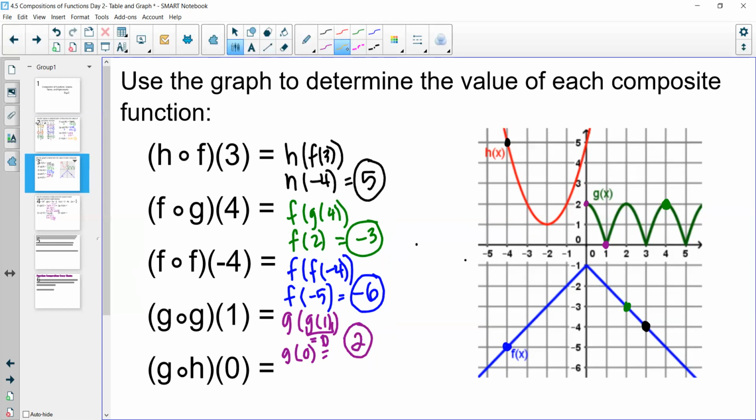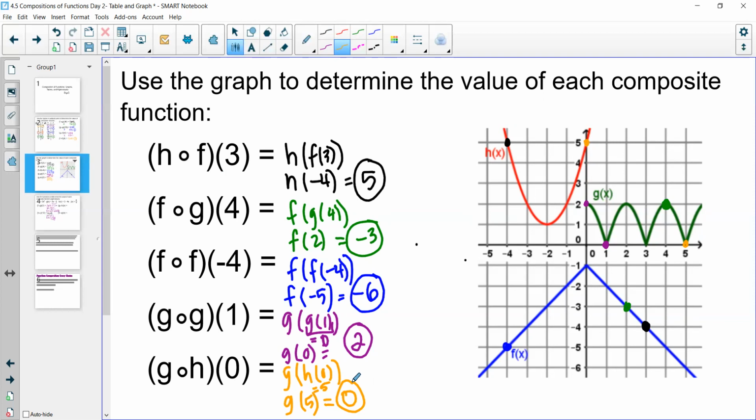Okay, our very last one here is g composed of h at 0. So we're going to look at function h when it's at 0, figure out what that is, and then evaluate g at whatever that output is. So h of 0 is going to be 5. So then what we want to do is evaluate what happens when g equals 5. And as we go to graph g here and look at 5, it ends up being right at 0. So that is how we can use a graph to determine it.